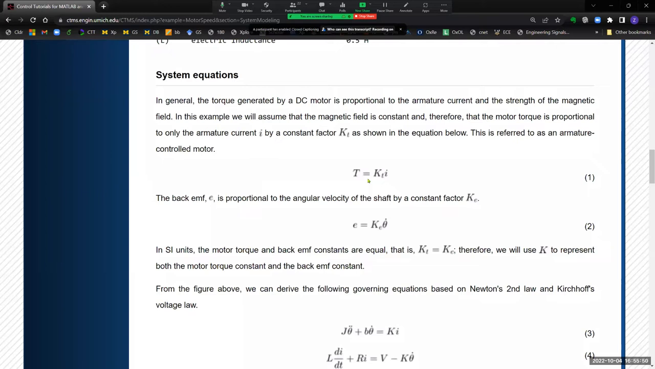0 to 60 miles per hour, how many seconds does it take? It all depends on this equation. How much torque can you generate from the motor? And this ratio, T over I equals KT, has a very important name. It's called the torque constant. It's not a constant factor, it's called the torque constant. For God's sake, come on. And this is the best website we can get.